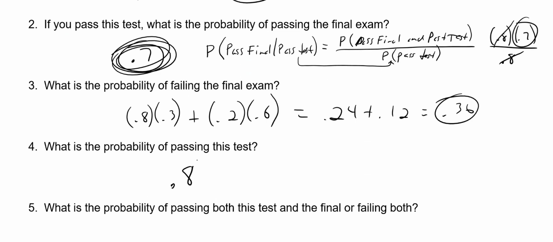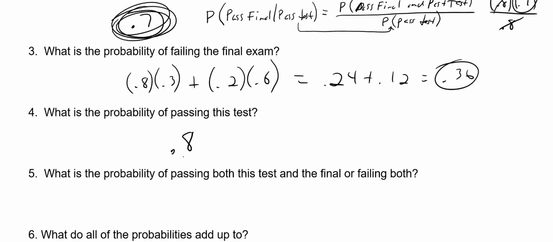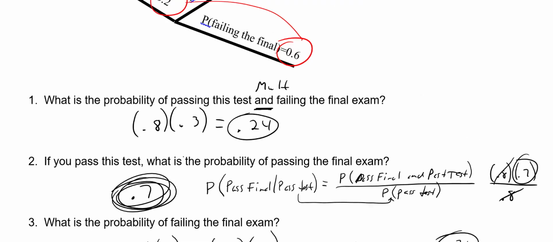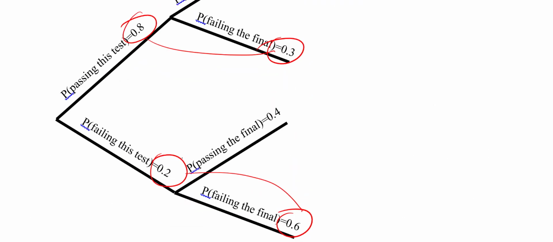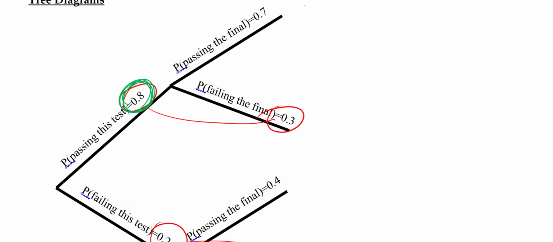Number 5, what is the probability of passing both this test and the final, or failing both? So let me highlight this with a different color here. It's the probability of passing both this test and the final.